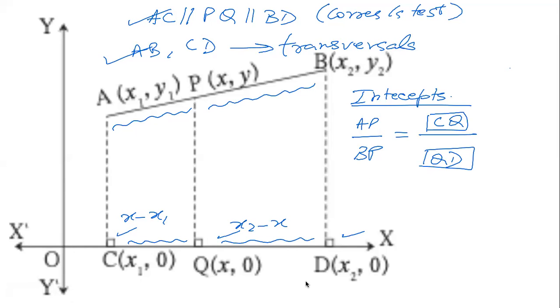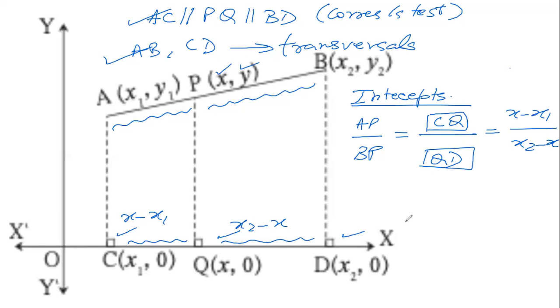Okay. So what we can also write is, we have found out that CQ is x minus x1, and we have found out that QD is equal to x2 minus x. This is very, very basic. This is not class 10 maths. From here, we can do further algebra and find out the exact coordinates of x and y.